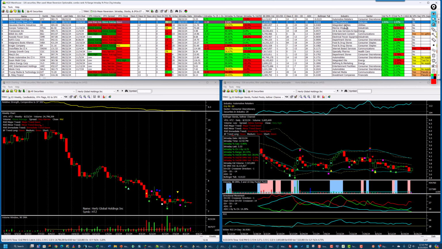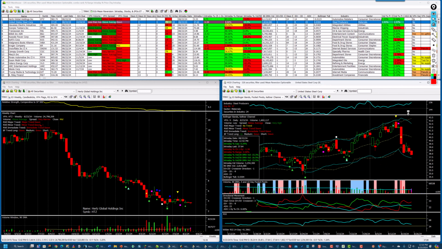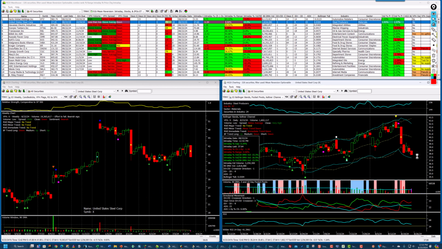Now let's look at U.S. Steel. This is just above the Bollinger Band as of last night's close. This is today. Here's the close last night. Still going down.